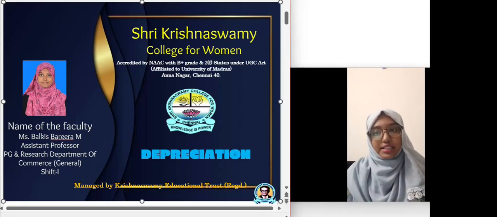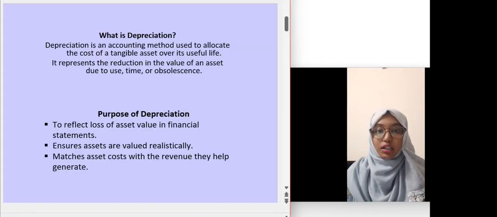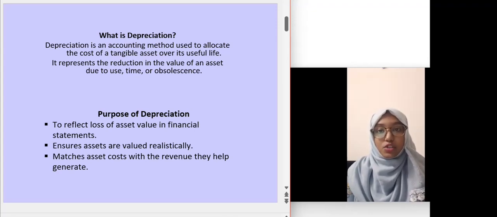To start with, what is depreciation? Depreciation is an accounting method used to allocate the cost of a tangible asset over its useful life. So it represents the reduction in the value of an asset which is occurring due to the use, time and obsolescence of the asset.